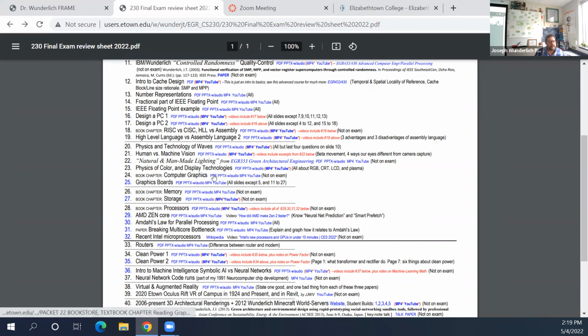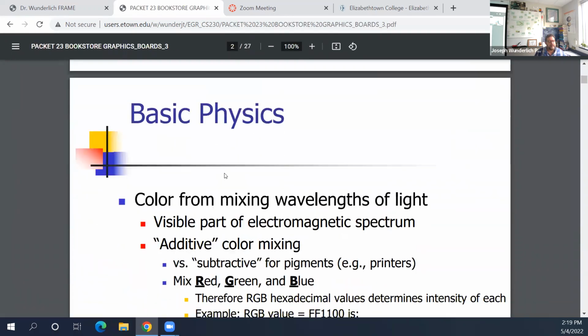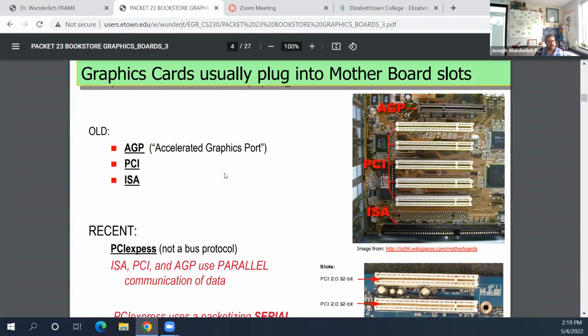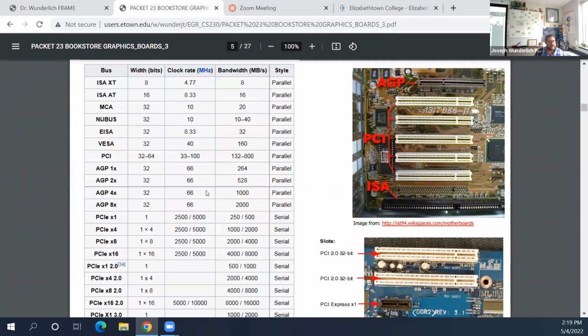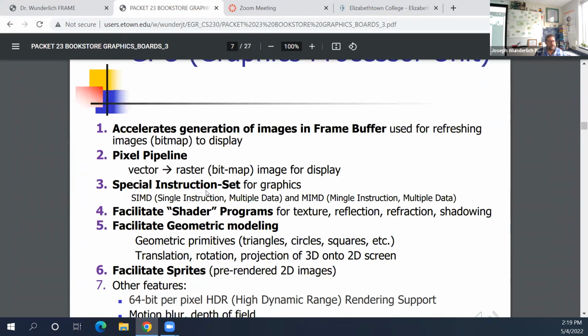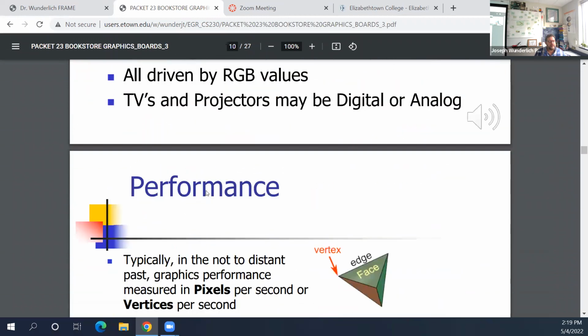Down here, computer graphics, not an exam. That's just a book chapter. I won't even click on that. But graphics boards, all except 5 and 11 to 27. So know all this. Don't have to memorize all that. That's 5. And then know all this stuff, GPUs.